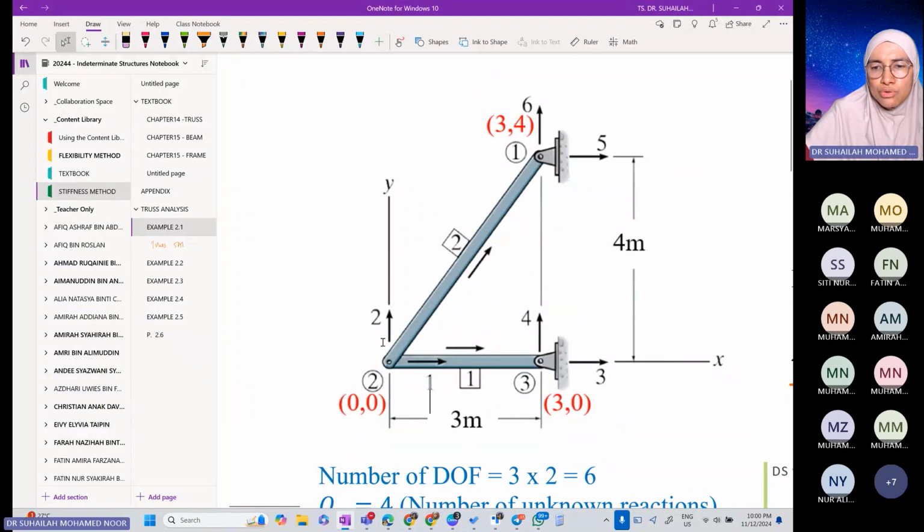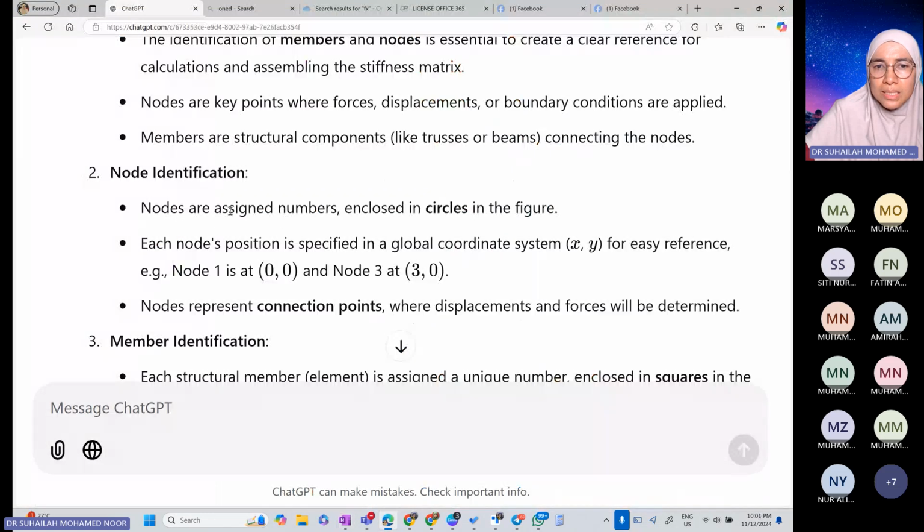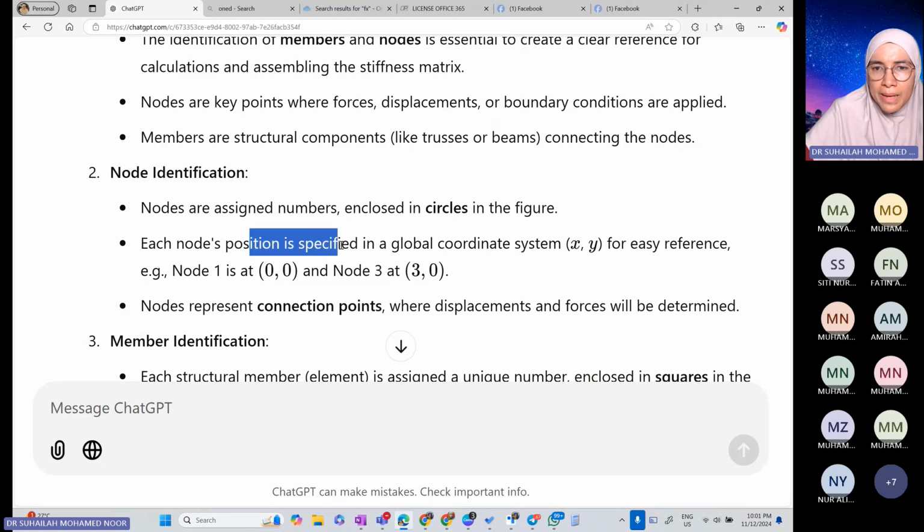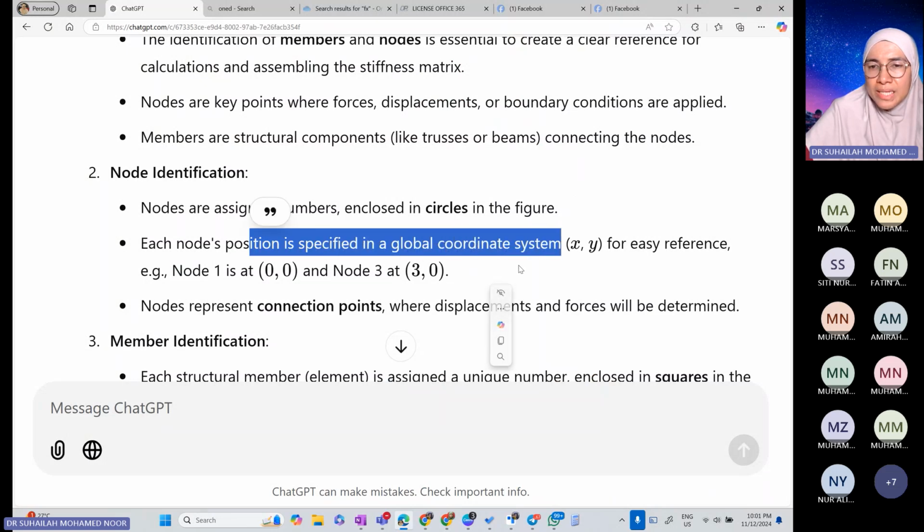Nodes. Node 1, node 2, node 3. The nodes are assigned numbers enclosed in a circle in the figure. Each node position is specified in the global coordinate system.